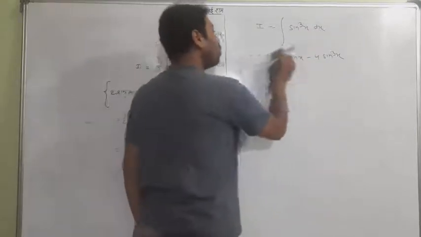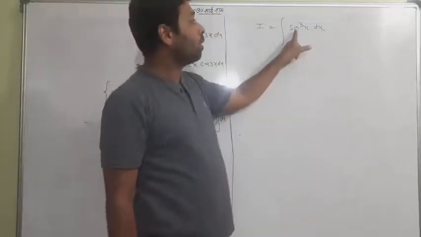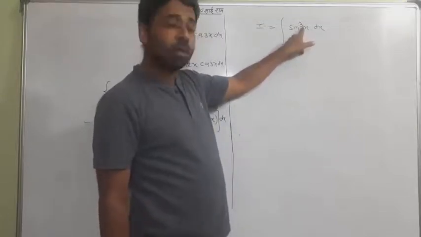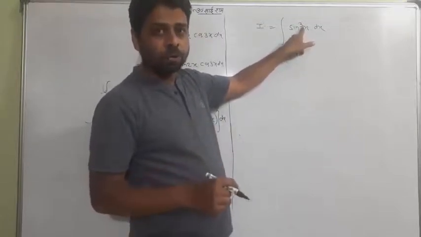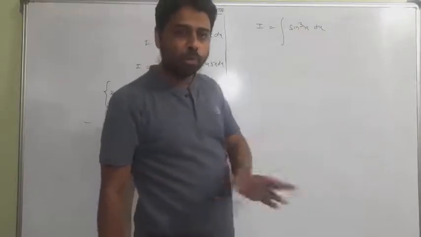But I just want to tell you this question with a different method which can be used with sine cube x and cos cube x. Sine to the power is odd. So if instead of 3, 5 is coming or 7 is coming, you have to use the same method.